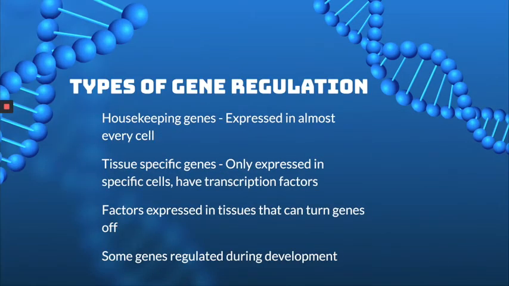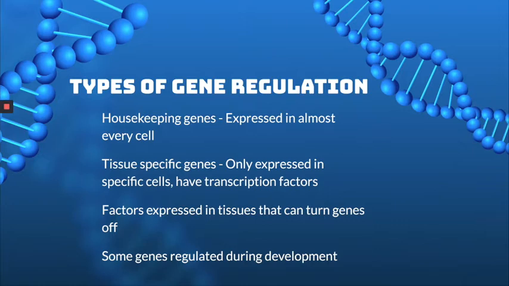Different types of genes get regulated differently. For example, there are housekeeping genes, which are expressed in almost every cell and therefore pretty much always turned on. There are tissue-specific genes, which are only expressed in specific cells, like a liver cell or a red blood cell. And there are factors expressed in these tissues that can turn genes on and off. Those are transcription factors, which we will talk about a little later.